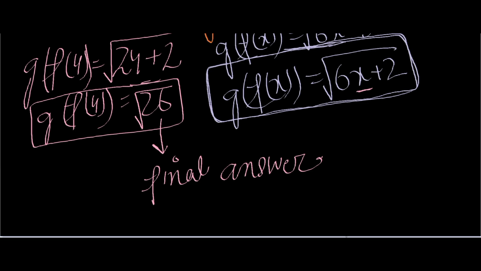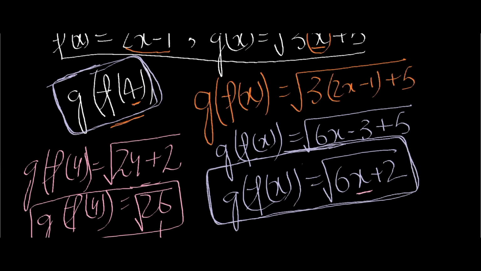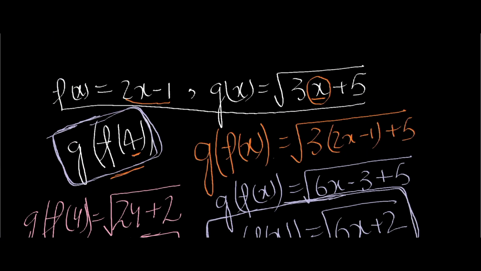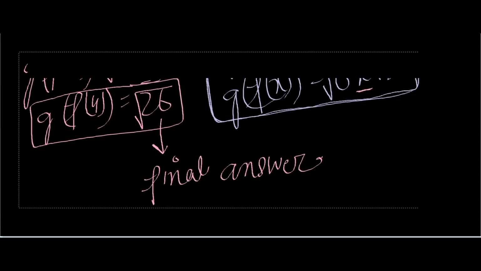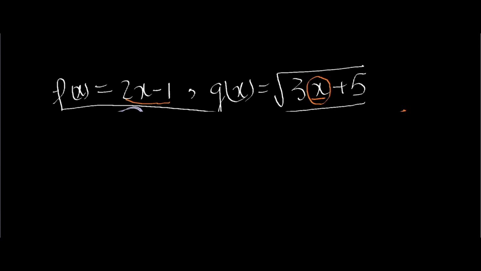I told you that I'm going to use another method. What is the other method? Let me erase this from here. I hope you have understood how to solve and build a composite function. So there's another way. The question asks me to find g f of 4.